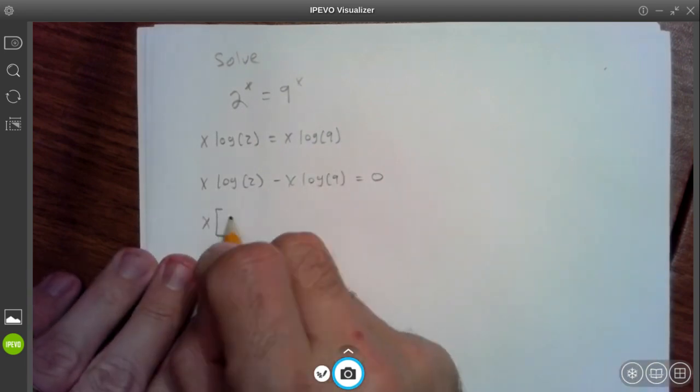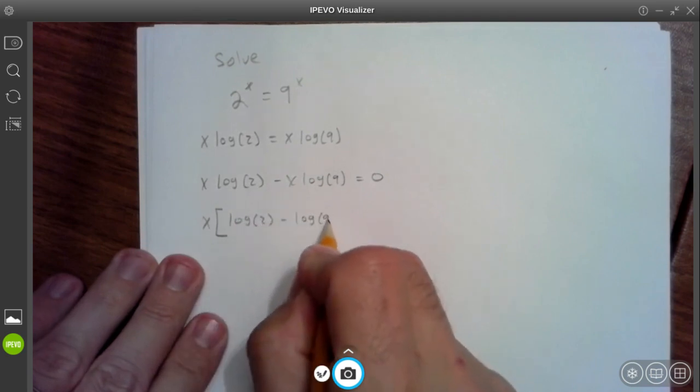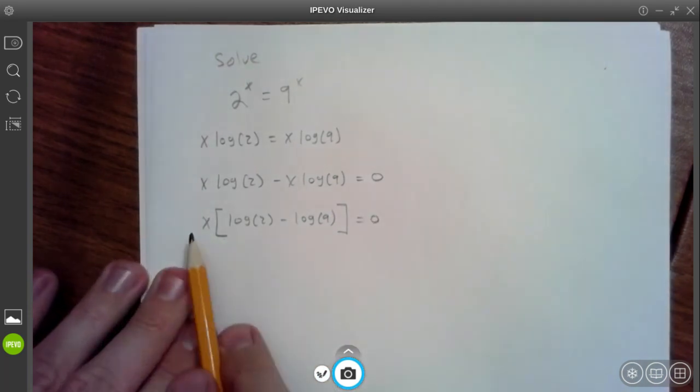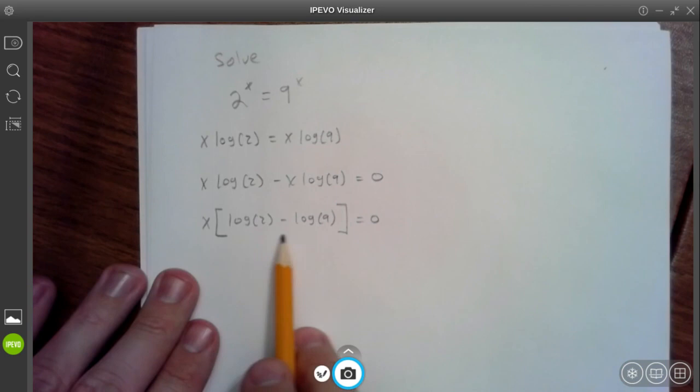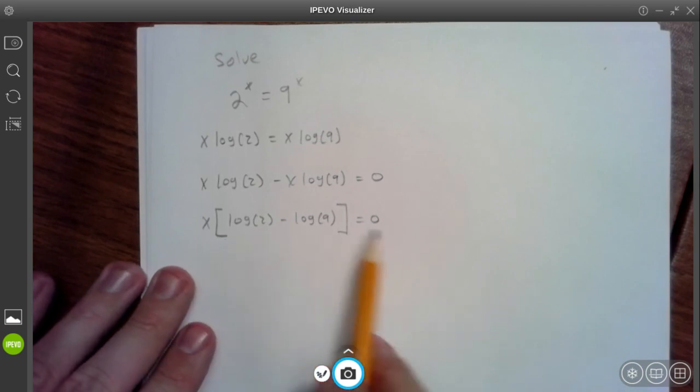So x, and we got log 2 minus log 9. Cool. All right, now your next step, since the x is connected to all this by multiplication, you would divide by all of this to get rid of it.